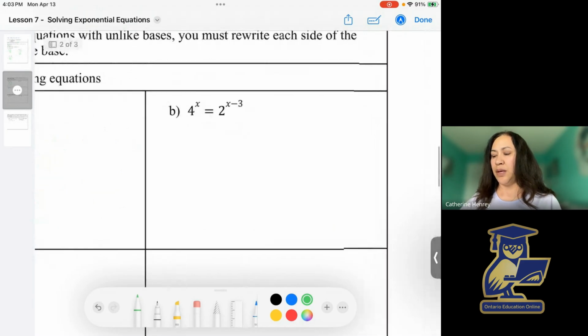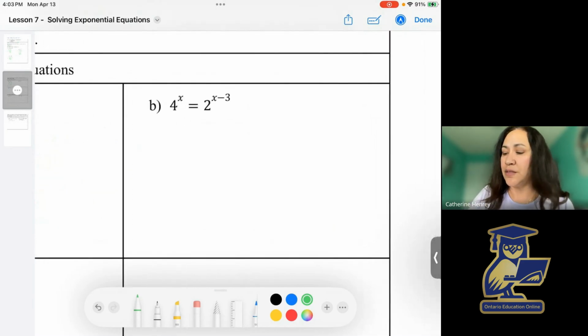Let's take a look at b. Again, we don't have the same base. On the left side, it's 4. On the right side, it's 2. So let's see if we can rewrite 4 as an exponent with a base of 2. Well, 4 is equal to 2 to the power of 2, but we do still have that entire number raised to the power of x. We don't need to change the base over on the right side, so we have x minus 3.